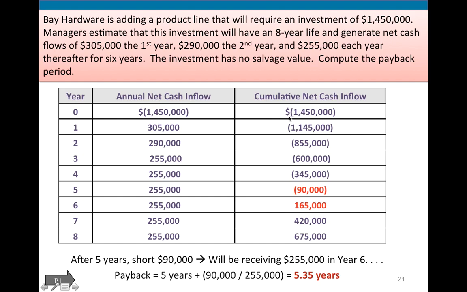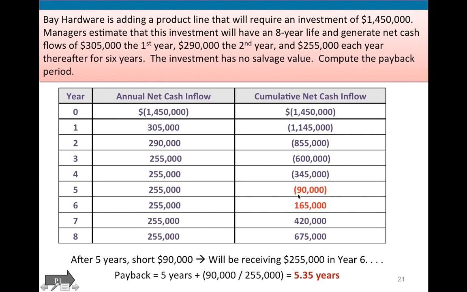So my cumulative net cash flow decreases. And then for the second year, it will make me $290,000. So negative plus positives gives me a cumulative net cash flow. I want to see when this net cash flow becomes 0. And then it will give me $255,000 each year thereafter for 6 years. So when I do the calculation, I see that my net cash flow is still negative in year 5. It becomes positive in year 6. So 5-point-something years will take me to pay back for this investment.